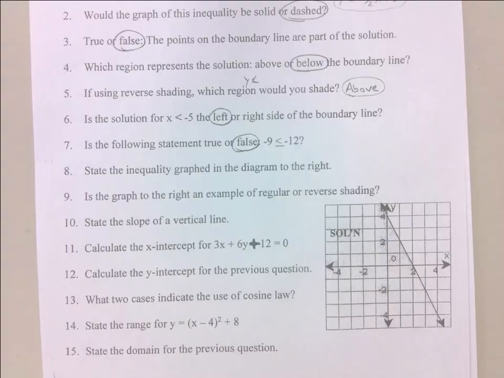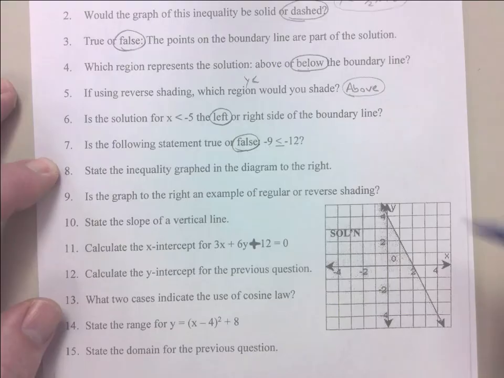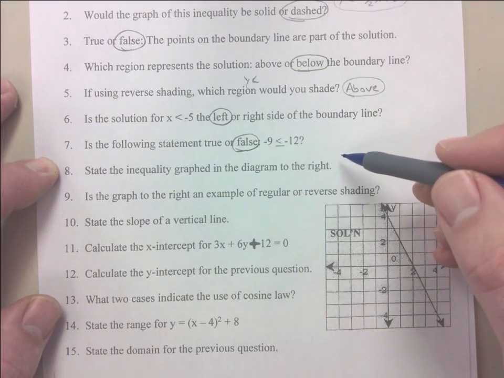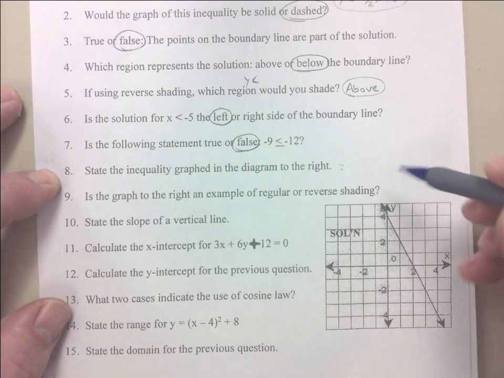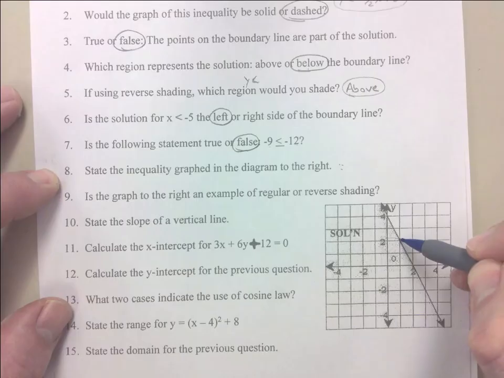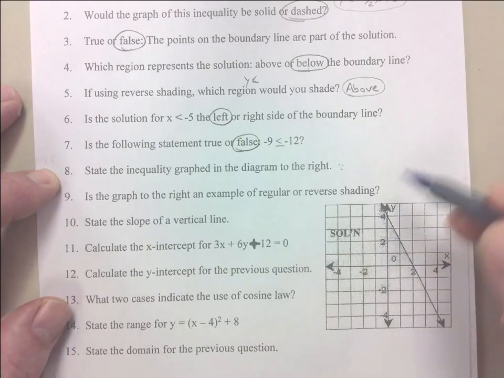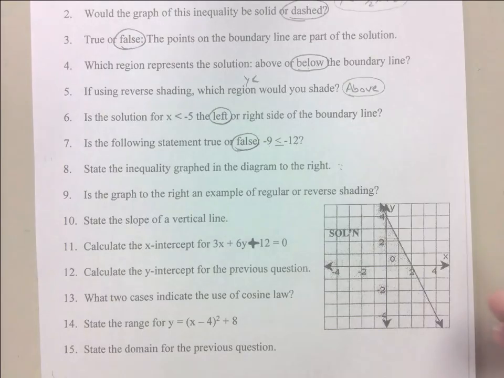State the inequality graphed in the diagram to the right. This one I wouldn't have expected you to know how to do. We'll do that later. There's a way to come up with the inequality: we figure out the slope, the y-intercept, and then all of that. I'll show you that later. Okay. Or did you try it?